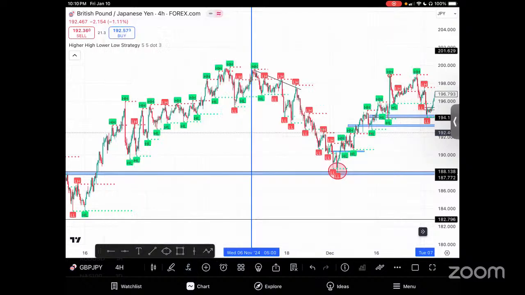74.15. Now, I can eyeball it, right? I can eyeball my structure without having to use this indicator. However, if you are new to trading and you're a beginner or you struggle with identifying higher highs, higher lows, lower highs, lower lows, use this indicator. Why? Because it is your cheat sheet. It will mark it off for you. All you have to do is come and find your zones.